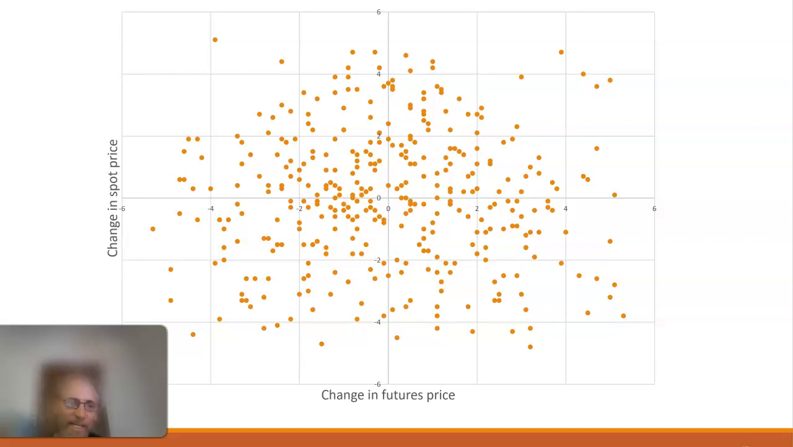And in this case, you couldn't find any. You'd say, well, if I look at this, there's no correlation between those two prices. So I can't use this futures contract to hedge this, whatever it is, the spot position I'm taking. There's just no relationship here.